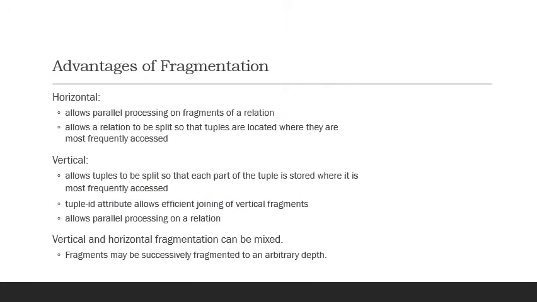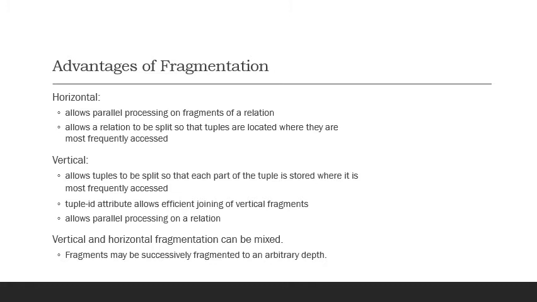Next, let's see the advantages of fragmentation. In case of horizontal fragmentation, it allows parallel processing on fragments of a relation. It allows a relation to be split so that tuples are located where they are most frequently accessed. In case of vertical fragmentation, it allows tuples to be split so that each part of the tuple is stored where it is most frequently accessed. Tuple ID attribute allows efficient joining of vertical fragments and allows parallel processing on a relation.